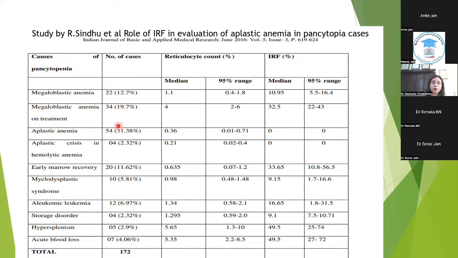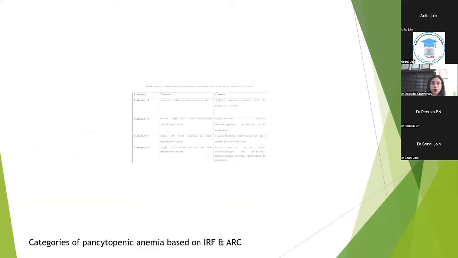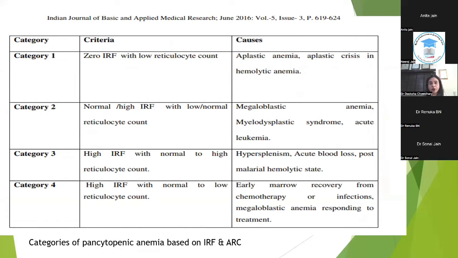All the 54 cases of aplastic anemia, as well as 4 cases of aplastic crisis in hemolytic anemia, had 0 IRF, as against megaloblastic anemia, where the IRF value was normal. So what they deduced was 4 categories of patients of pancytopenia. Category 1 was 0 IRF with low reticulocyte count. These were the patients of aplastic anemia, aplastic crisis, and hemolytic anemia.